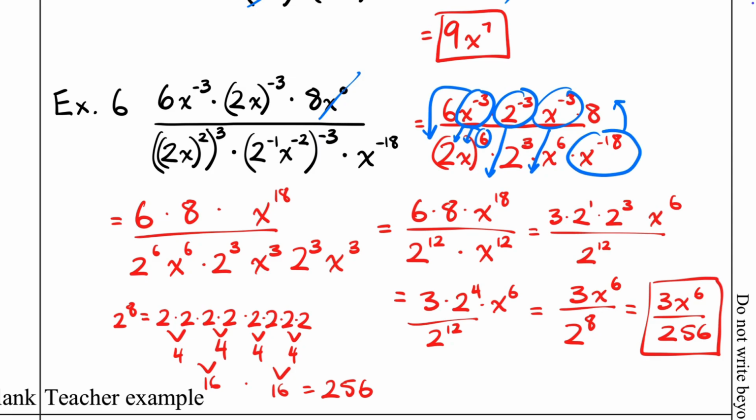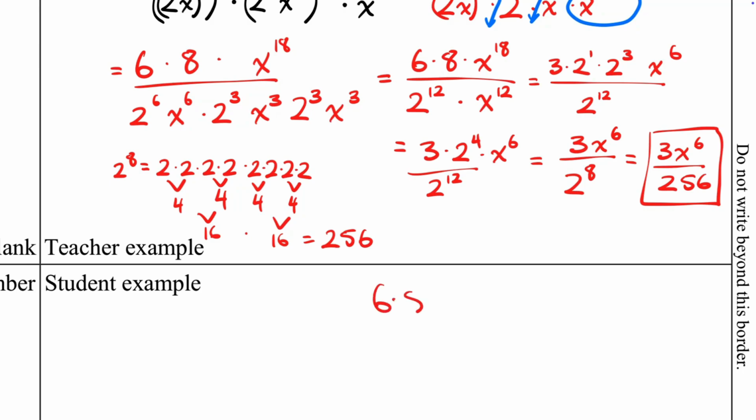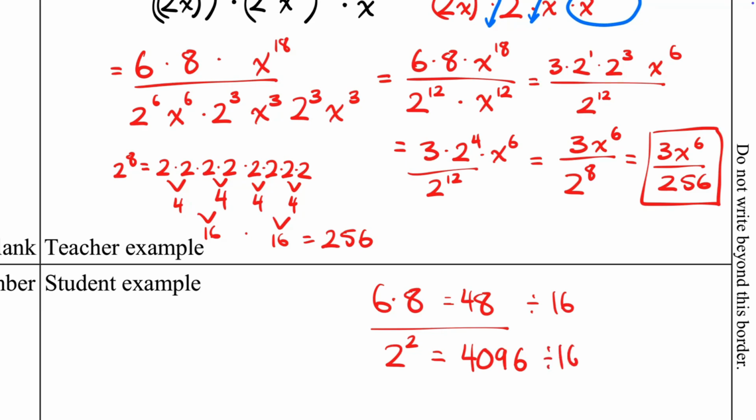What we could have done is 6 times 8, which is 48. Let me do another path. You could have done 6 times 8 on the top to get 48. And on the bottom, you would have done 2 to the power of 12, which is 4,096. And then you would have to reduce these by constantly dividing. What you could divide the top and bottom by is 16, and you'd get 3 over 256. You could have done it that way.